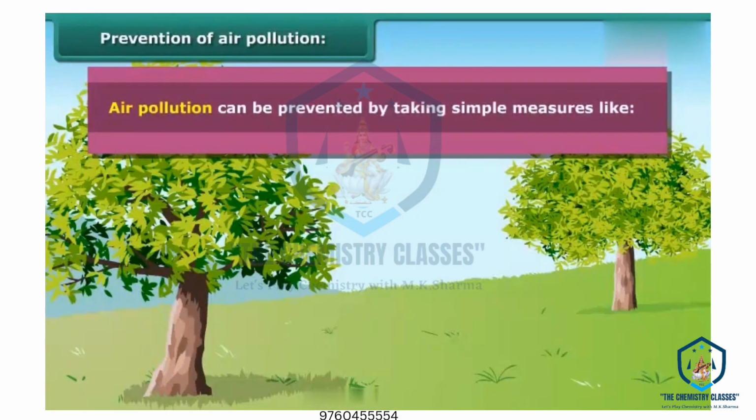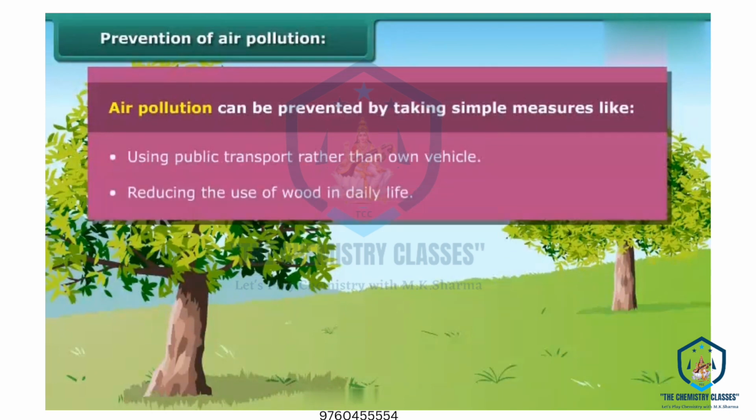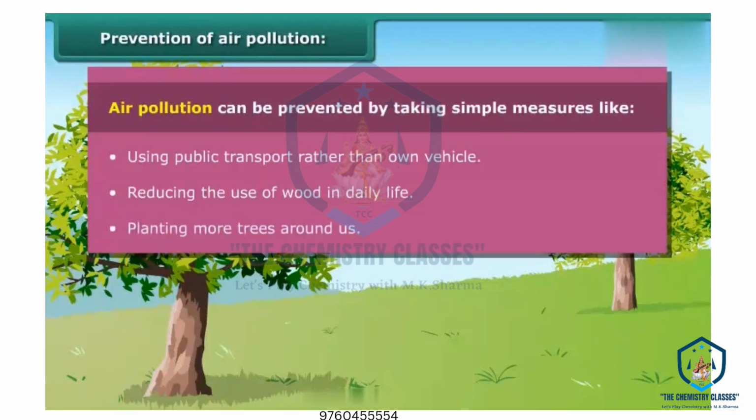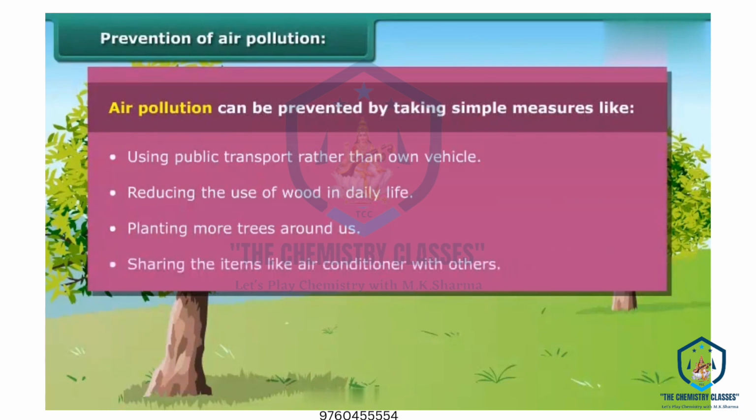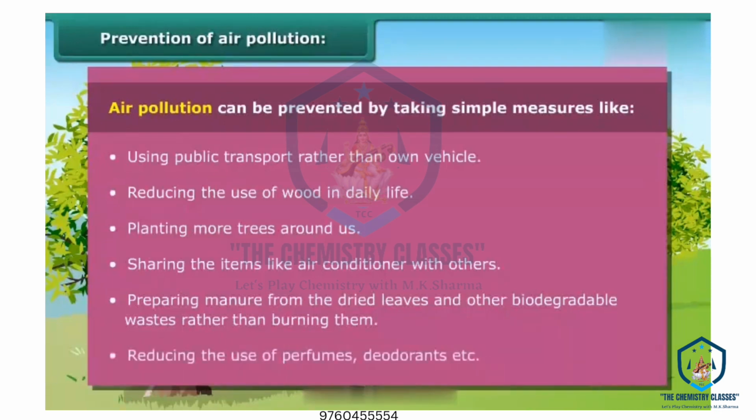Air pollution can be prevented by taking simple measures like using public transport rather than your own vehicle, reducing the use of wood in daily life, planting more trees around us, sharing items like air conditioners with others, preparing manure from dried leaves and other biodegradable wastes rather than burning them, and reducing the use of perfumes, deodorants, etc.